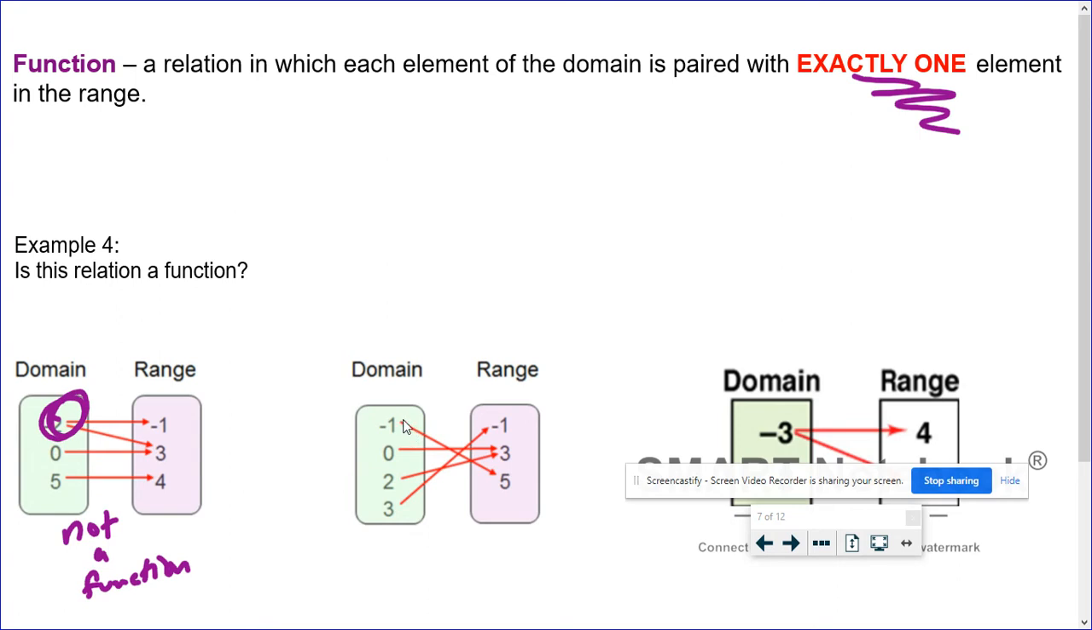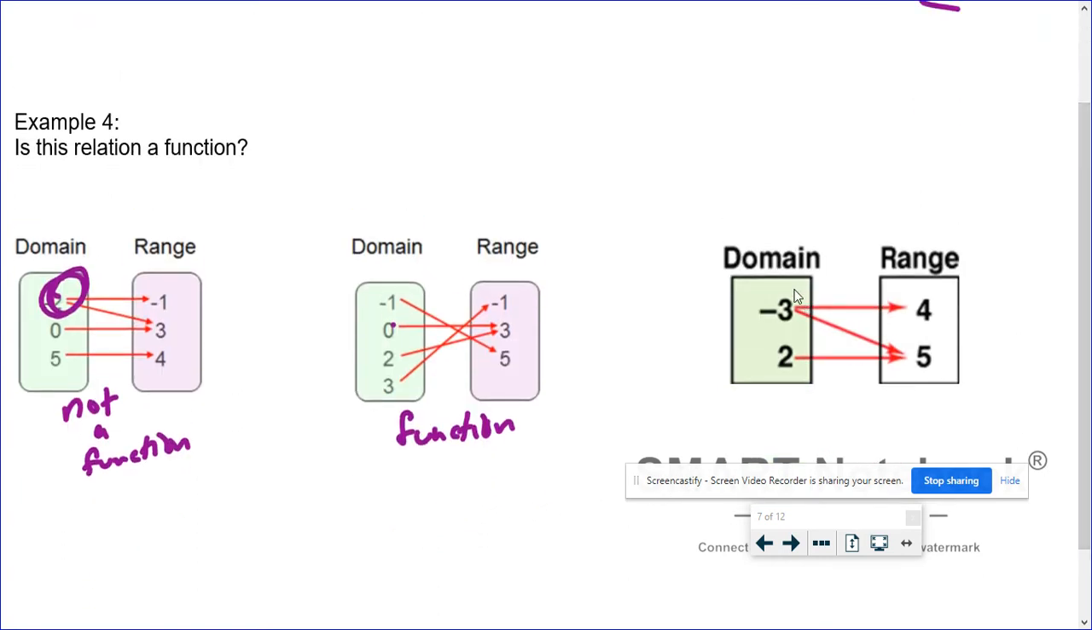For this one, each element in the domain has exactly one arrow to a different element in the range. The fact that you have two elements in the domain pointing at the same element in the range is okay. Again, I'm only looking at the domain. Does each element of the domain have one arrow coming out of it? It does. This is a function. Last one here, looking at this element in the domain, it's got two arrows coming out of it, not a function.